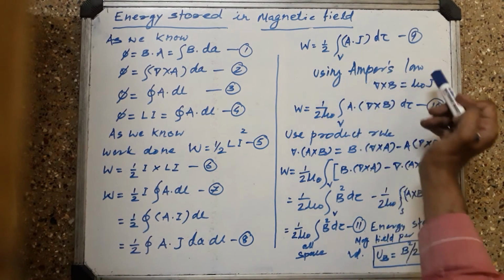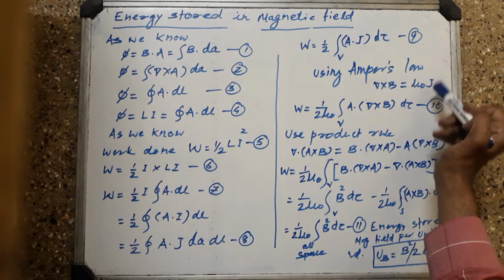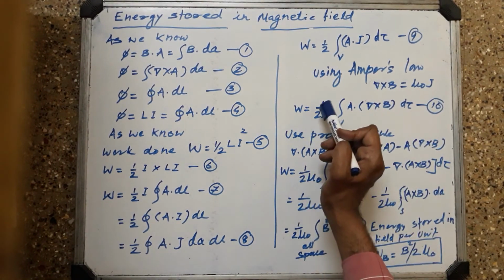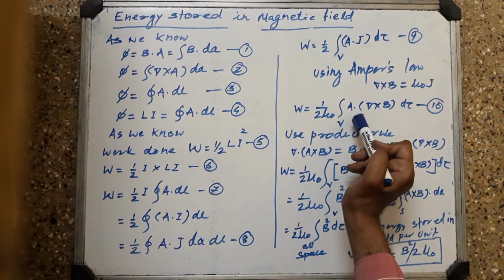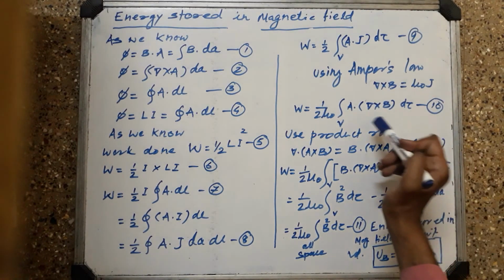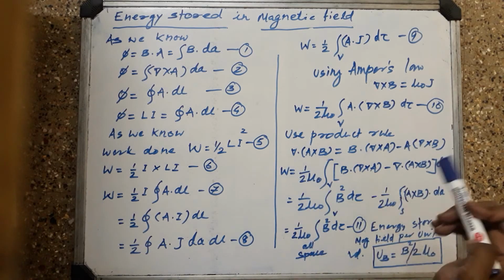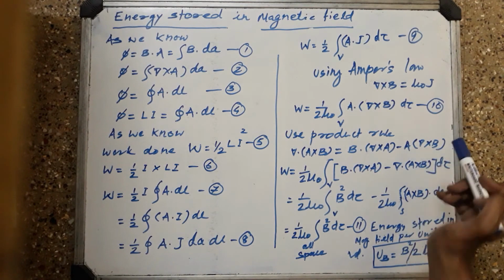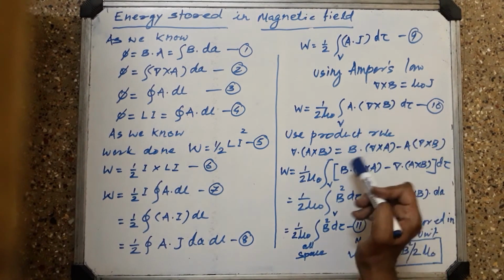So as you know Ampere's law, del cross B equal to mu naught j. So using this relation I will put the value of j here. So after putting this we got W equal to 1 by 2 mu naught volume integral of A dot del cross B d tau. Just to write this I will use this product rule. Del dot A cross B equal to B dot del cross A minus A dot del cross B.